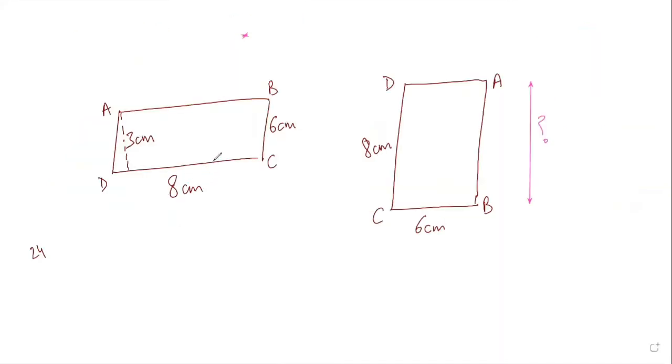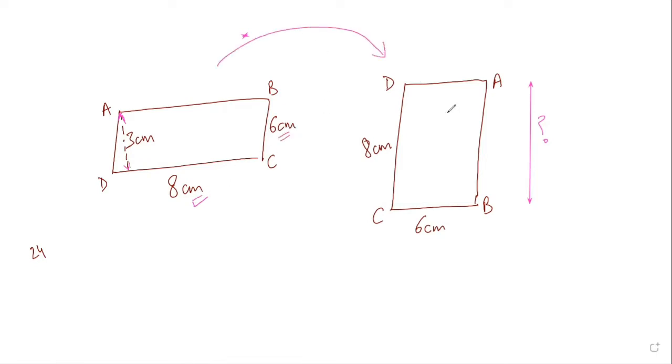Can you see the screen now? Yes, sir. So this is a parallelogram. This is the base, 8 centimeter. This is the height, 3 centimeter. And this side BC is 6 centimeter. Sarthak, have you understood? Yes, sir.